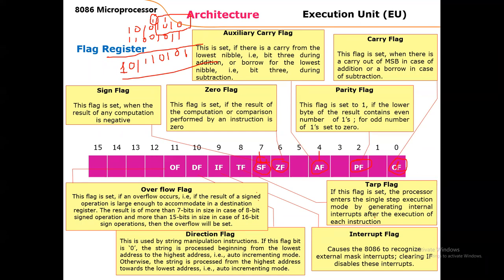Internal interrupt after the execution of each instruction. Okay, this is called trap flag. And this is the interrupt flag. If there is any interrupt, then interrupt flag is high. Direction flag: incoming or outgoing. Okay, this flag is active for incoming and outgoing. Overflow, this is the overflow.